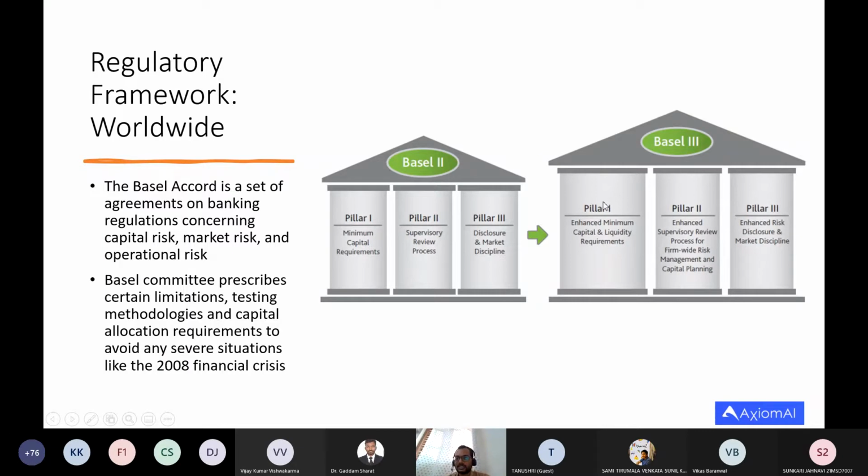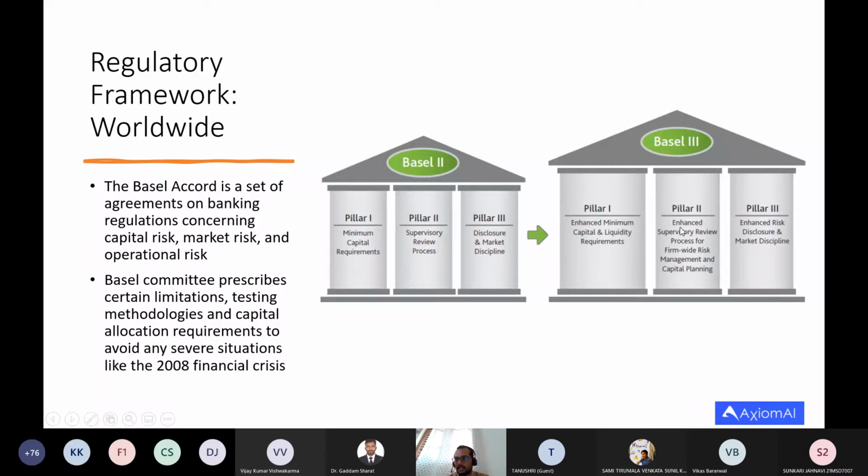So basically, there are three main pillars that comprise Basel 3, and all the types of risk that we initially discussed, like credit risk, market risk, operational risk, legal risk, everything would fall under these three pillars, right? Pillar one addresses credit risk. It says you need to maintain your capital adequacy ratio. Like in adverse situations, you have to have enough of an amount so that your business could run, so that your customers are not affected. That is addressed under pillar one.